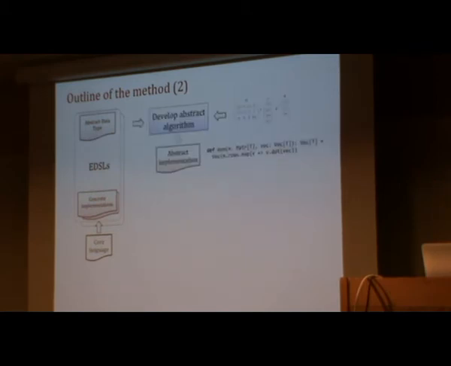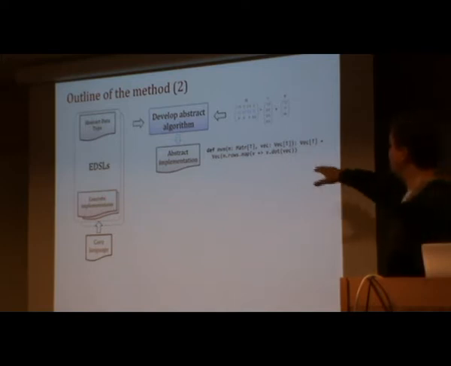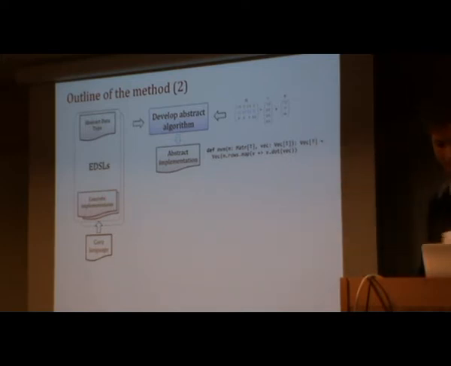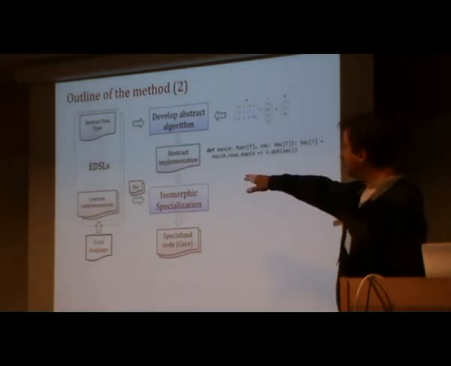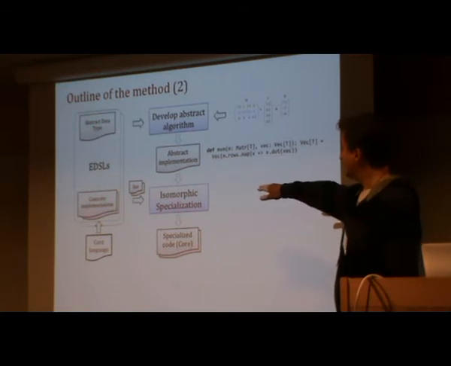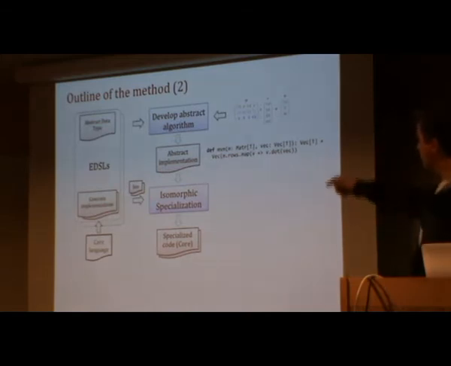Then we can use this system of embedded DSLs as a library to develop an abstract algorithm, for example, for this particular task, and get an abstract implementation. So this code is the abstract implementation of this task. Then we can take isomorphisms from concrete implementation. I will show how we get isomorphism from this description. And as a second input to the isomorphic specialization algorithm, it allows us to produce specialized code for this abstract implementation.